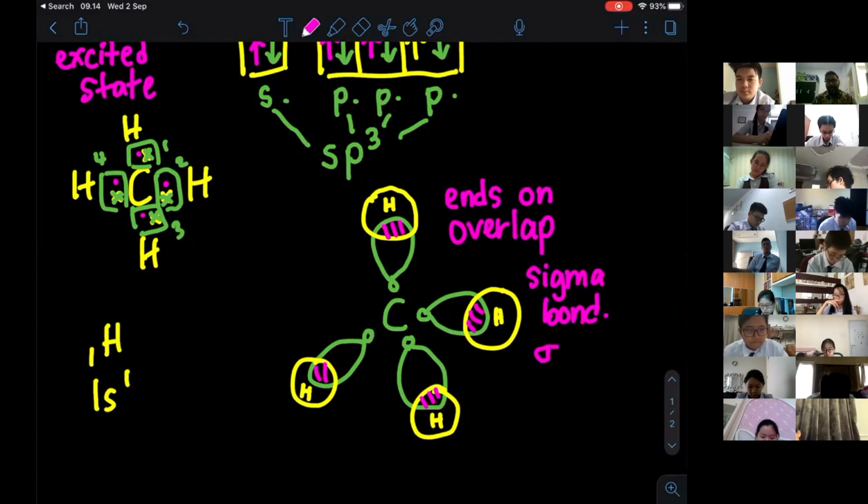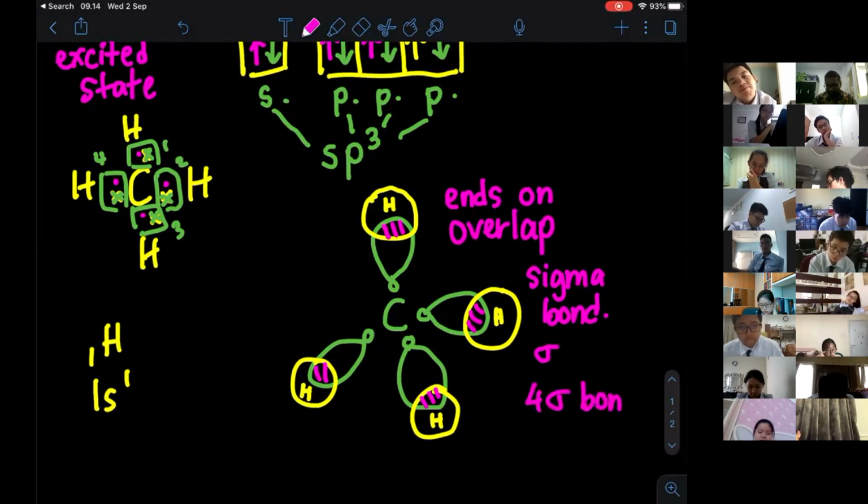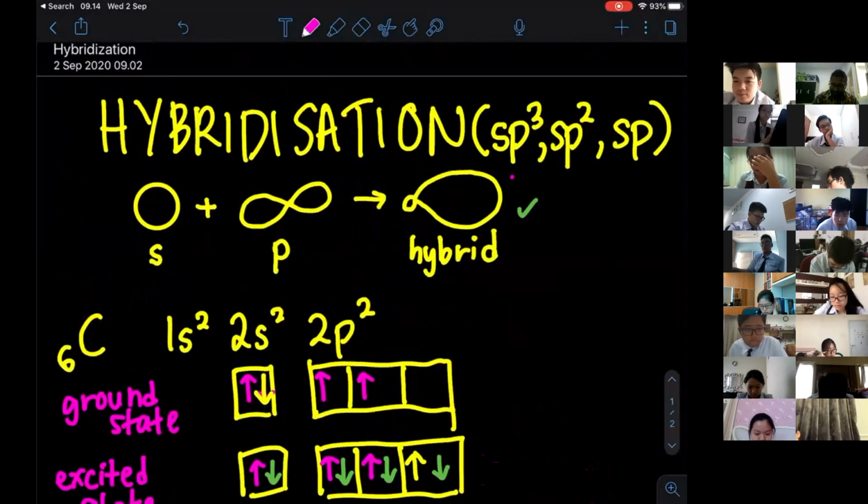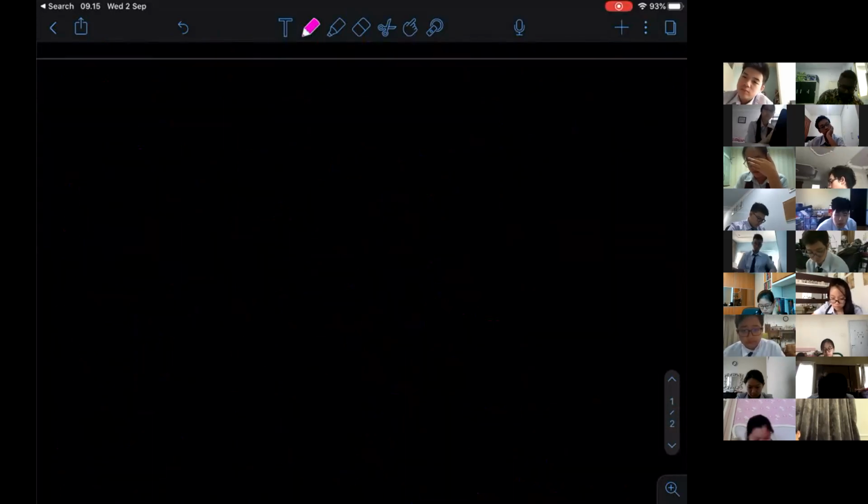And if I just look at CH4, how many sigma bonds? There are a total of 4 sigma bonds over here. Okay, 4 sigma bonds. So let's actually look at other examples. So we have done with this Sp3. Let's actually have a look at Sp2. Now for Sp2, I'm going to actually use this example.